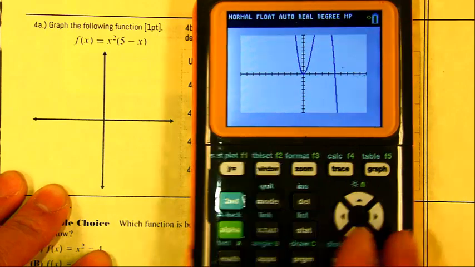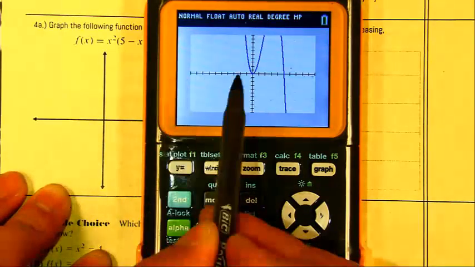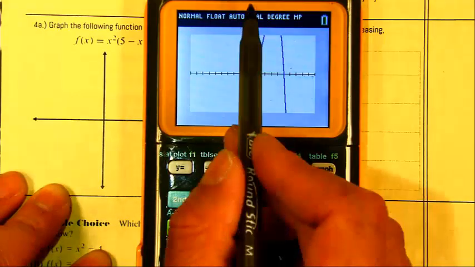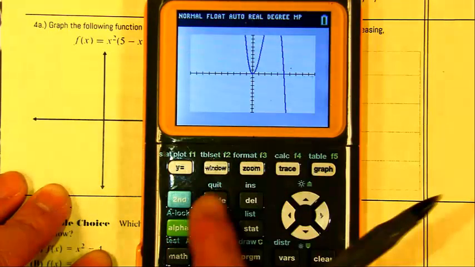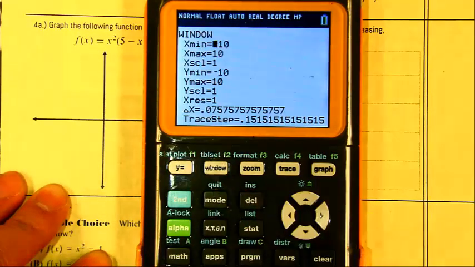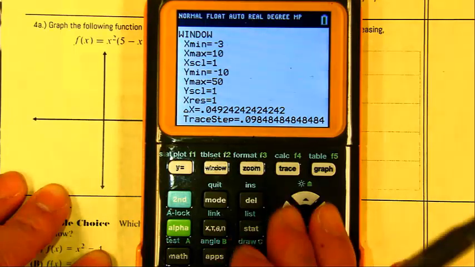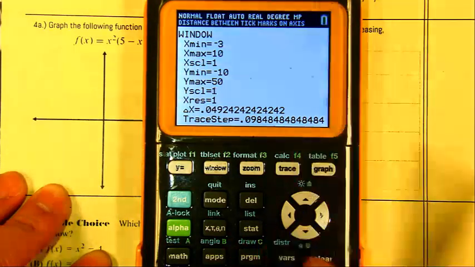Okay, I got a graph here. I'm going to trim up the x values, so I'm going to go up to an x minimum of maybe about negative 3, and I need to go higher on the y values. So I'm going to go to window, negative 3, and for the y, I'm just going to guess 50. Y scale just basically means those little tick marks on the y-axis. How much do you want? Let's do 10.